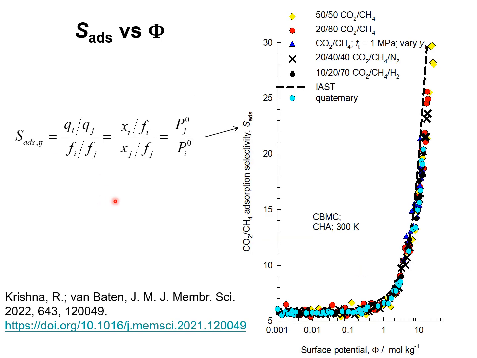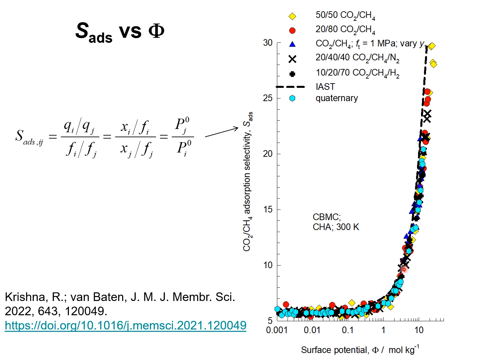In order to test the conclusion reached in the previous slide, that the adsorption selectivity is uniquely related to the surface potential, we carried out configurational-bias Monte Carlo simulations for a variety of mixtures. The yellow diamonds represent 50-50 CO2 CH4 mixtures. The red circles represent 20-80 CO2 CH4 mixtures.